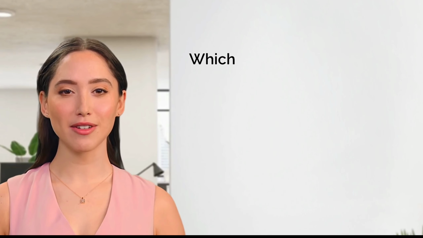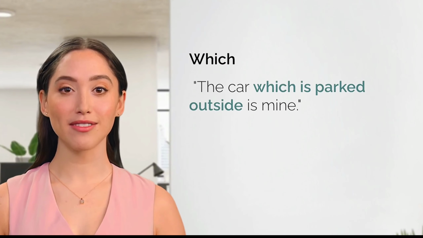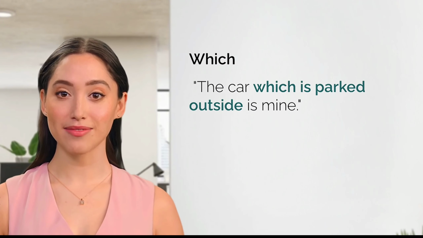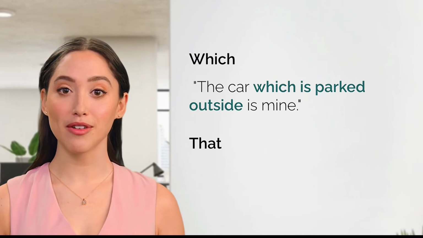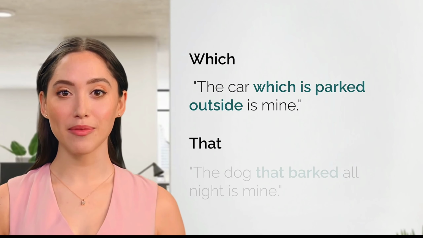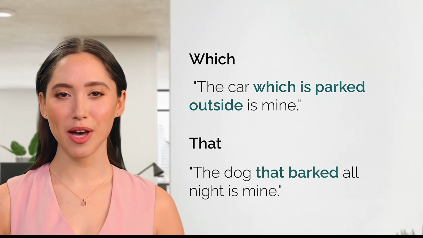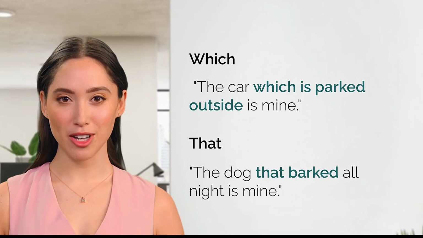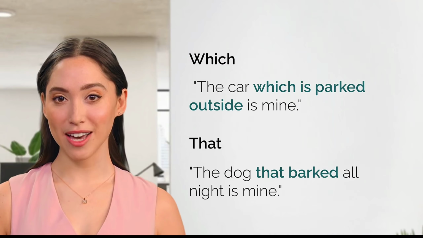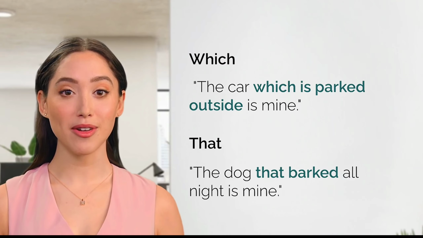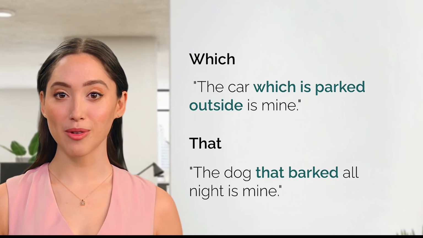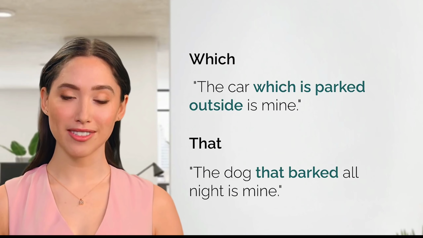Which is used for things or animals. Example, "The car which is parked outside is mine." That can be used for people, things, or animals. Example, "The dog that barked all night is mine." Remember, who and whom are only used for people, while which is used for things and animals. That is more flexible and can be used in place of who or which in defining relative clauses.